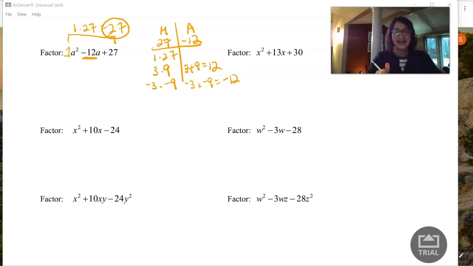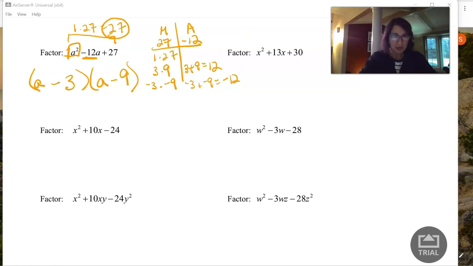So now I can take each of those factors. I'm going to create 2 binomials. I take this a, whatever is squared, and I split it. I put 1 of those variables at the beginning of each of my sets of parentheses. Because my factors are negative, I am going to subtract each of them. I'm done. That is my factored form. Okay? All right, let's do another one.